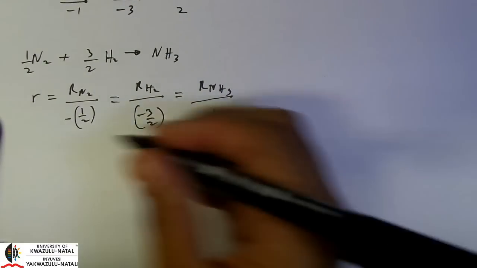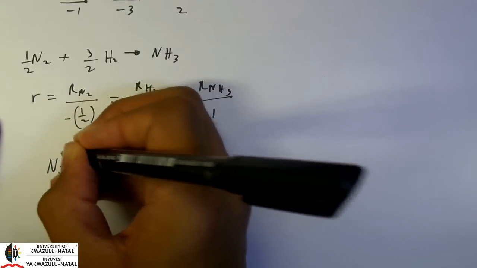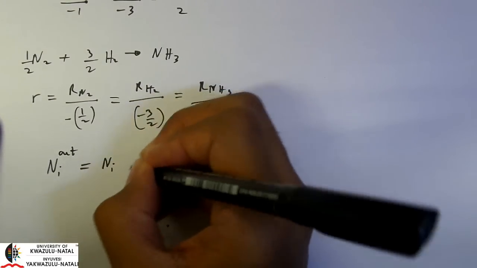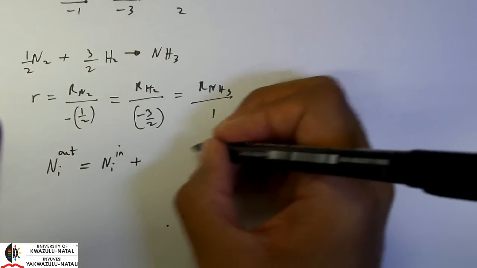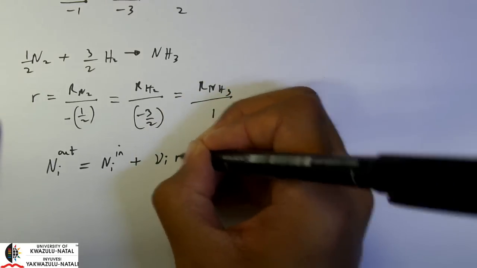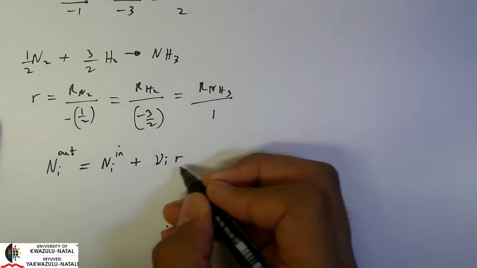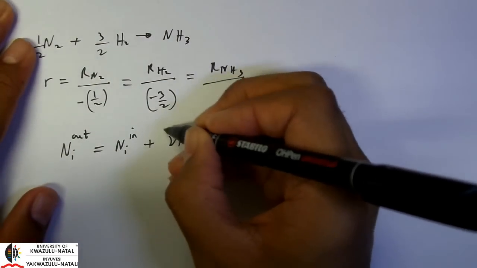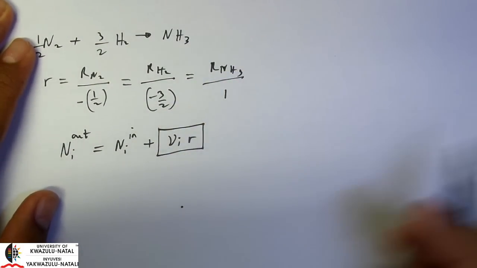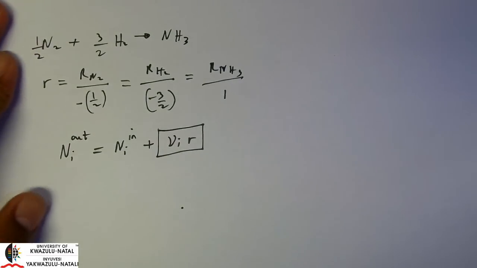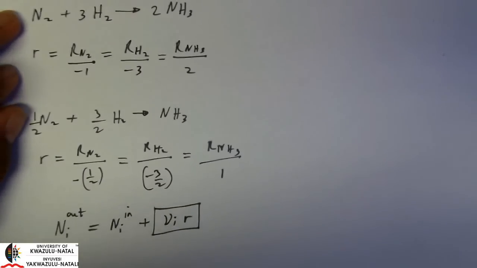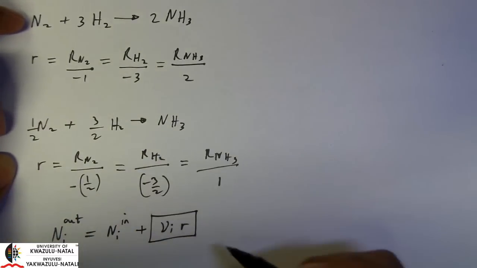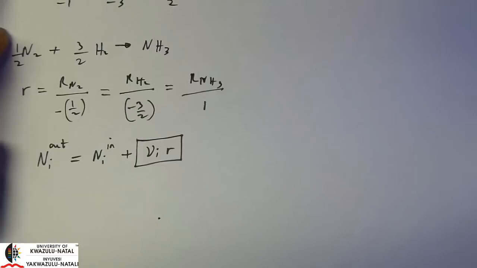And even when we are writing a material balance, we note that Ni out is equal to Ni in plus our stoichiometric coefficient multiplied by R. So we always have an expression of R tied to its particular stoichiometric coefficient. So even if we express our reaction in a different way, our R value may change, but overall it will stay the same.